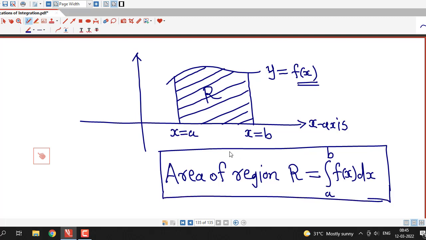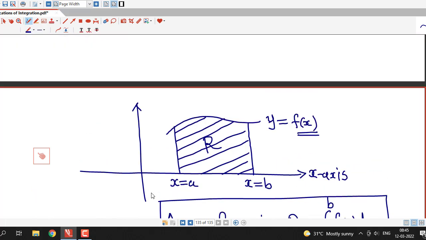So we are going to discuss this also in this topic, and we will discuss another application of integration, that is we will discuss how we can find out volume of solids using definite integrals. So in this lecture we will focus on this application of integration. We will see how to find out area between given curves using definite integral.